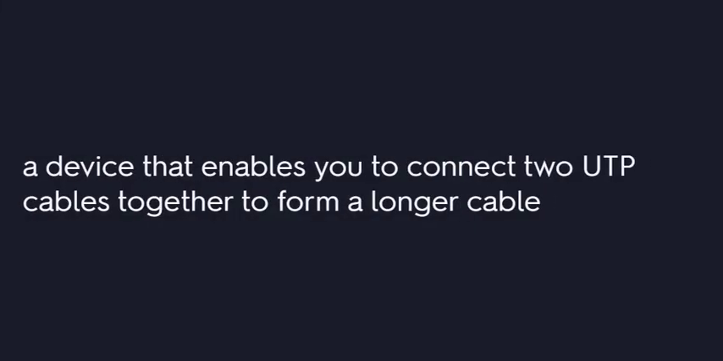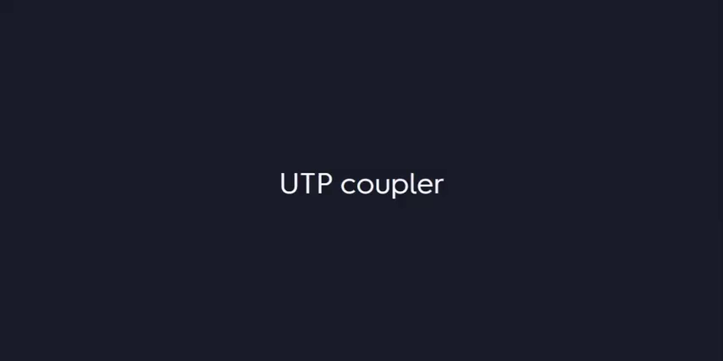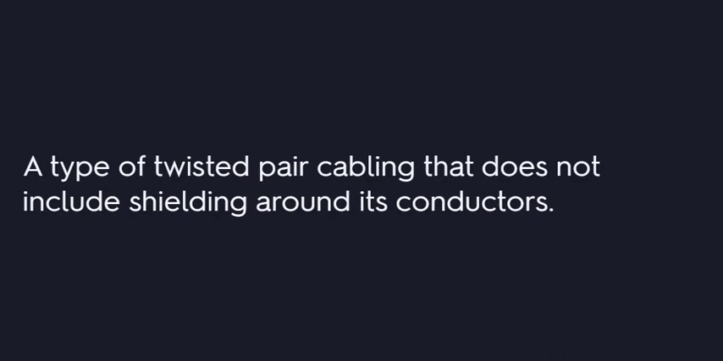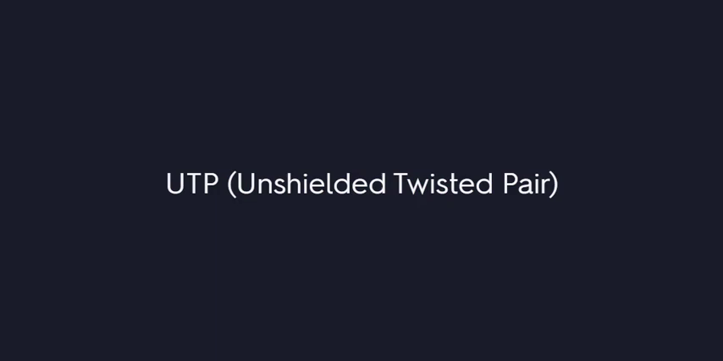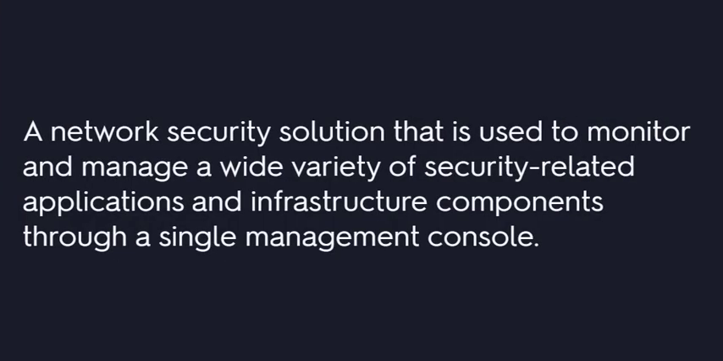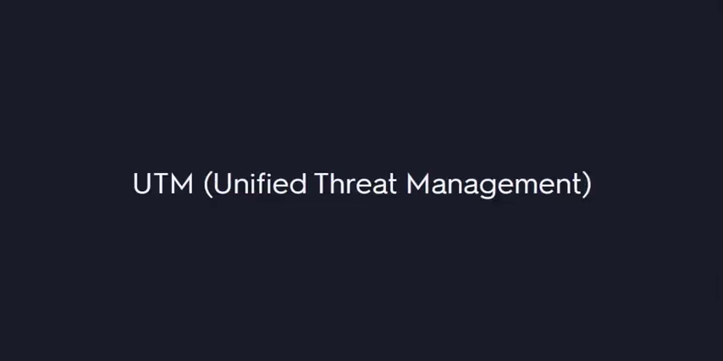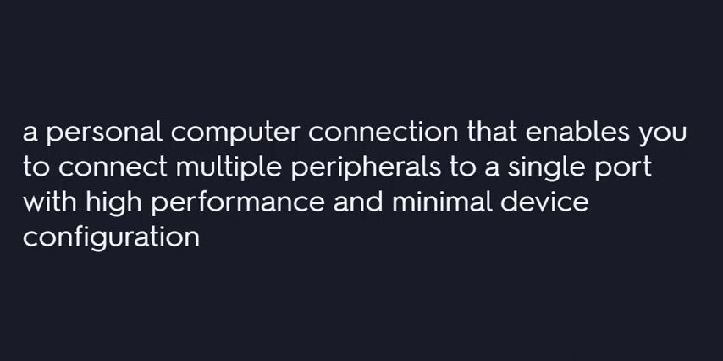Vampire tap. A device that enables you to connect two UTP cables together to form a longer cable. UTP coupler. A type of twisted pair cabling that does not include shielding around its conductors. UTP. A network security solution that is used to monitor and manage a wide variety of security-related applications and infrastructure components through a single management console. UTM. A personal computer connection that enables you to connect multiple peripherals to a single port with high performance and minimal device configuration.